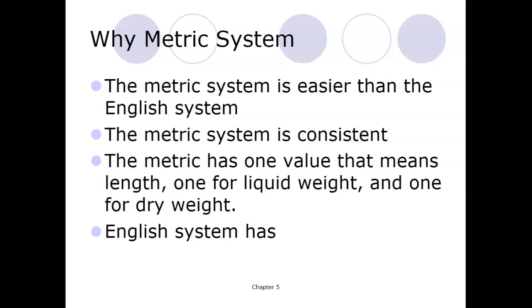So the metric system is easier than the English system, and it is very consistent. It has one value for length, one for liquid weight, one for dry weight. Now, how nice would that be? How many of you all cook and have to go through the measurements and ask yourself, what exactly am I trying to measure? Wouldn't it be nice if everything was the same?